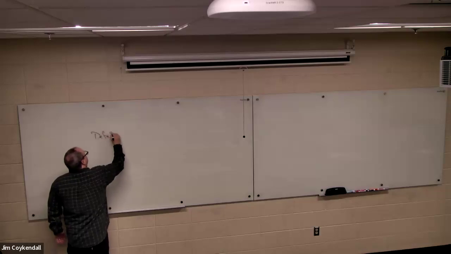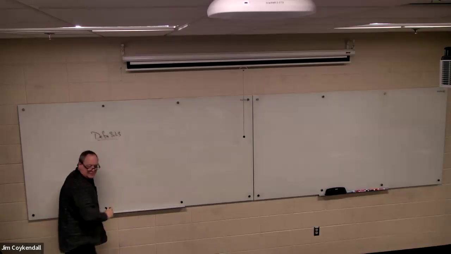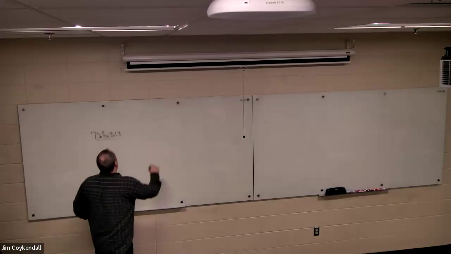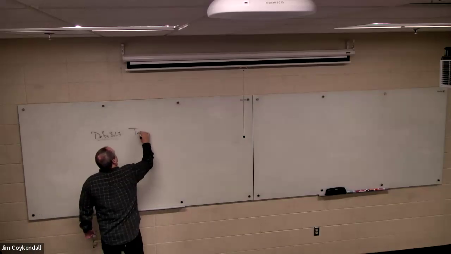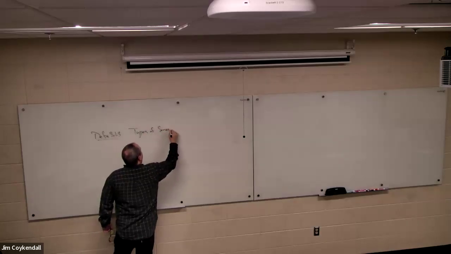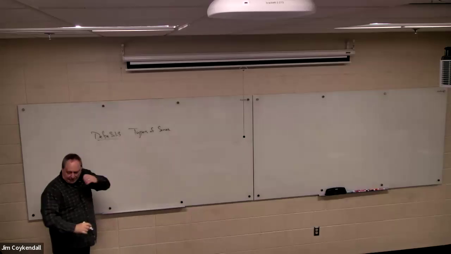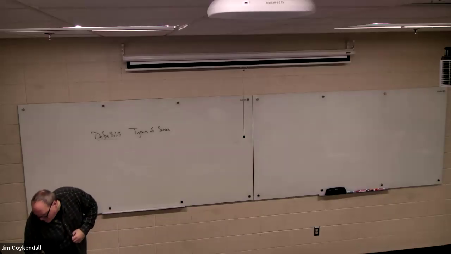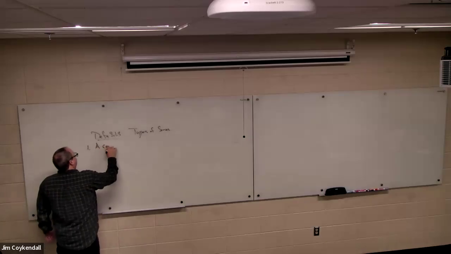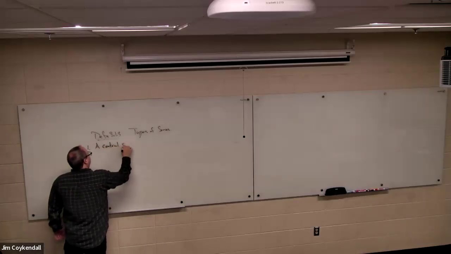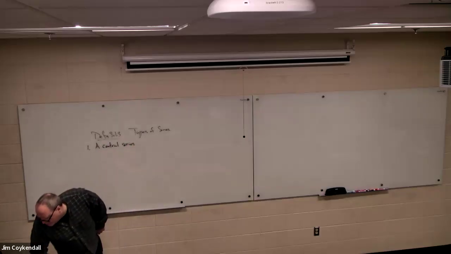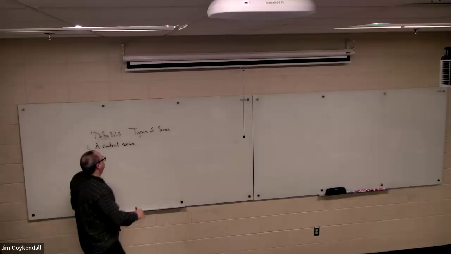Definitions. Three, I think. I'm going to define several types of series. Number one, a central series. It's a series of groups. It's a sequence of groups.